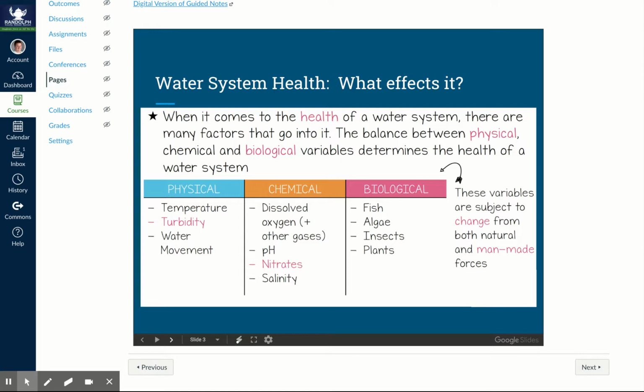Nitrates and phosphates are two other chemicals that we look at the levels of in a water system. Nitrates and phosphates are chemicals derived from nitrogen and phosphorus, and the way excess amounts of them get into our water systems is through the use of fertilizers on farms, on entertainment venues, golf courses, things like that.